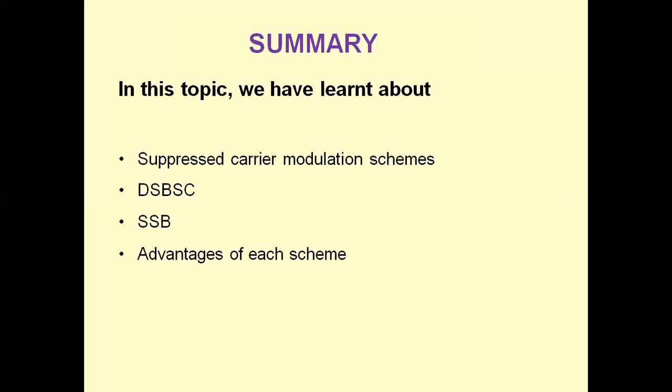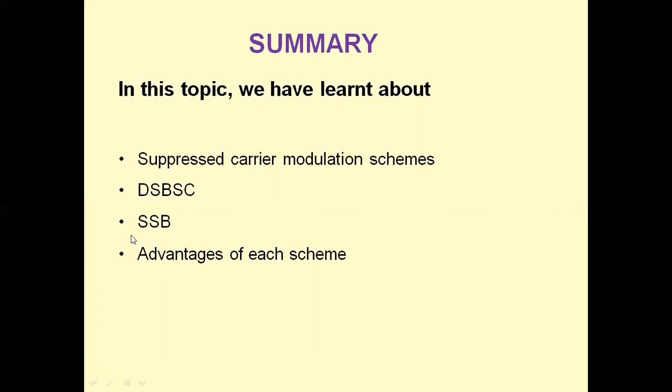So in DSBSC, there is no bandwidth saving. It occupies two sidebands and hence there is no bandwidth saving. DSBSC requires the same transmission bandwidth as that of AM. Only power saving is there. How much power is saved for maximum modulation index? 66.66% of the power is saved for maximum modulation index.